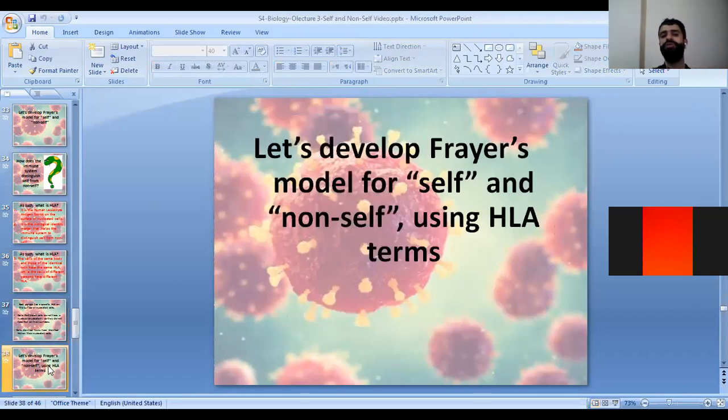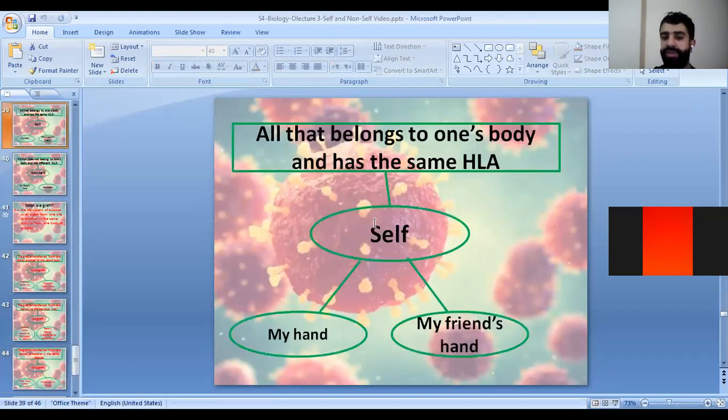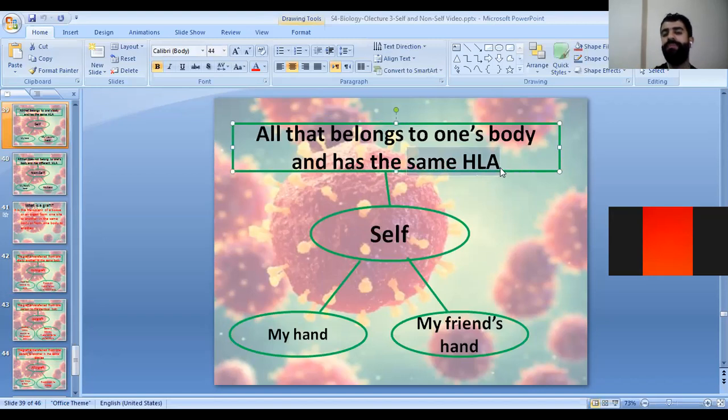Let's move now to the Frayer model about the self and non-self. In the Frayer model, we have the term, the definition, example, and non-example. So the self: all that belongs to one's body. This is the simple definition. Now we have to add something. If I ask about the self, you have to say all that belongs to one's body and has the same HLA. This is very important to mention. So the self belongs to the same body and has the same HLA. Example: my hand. Non-example: my friend's hand is not the self. It belongs to my friend, it doesn't belong to myself. So all that belongs to my body is called self and should have the same HLA.